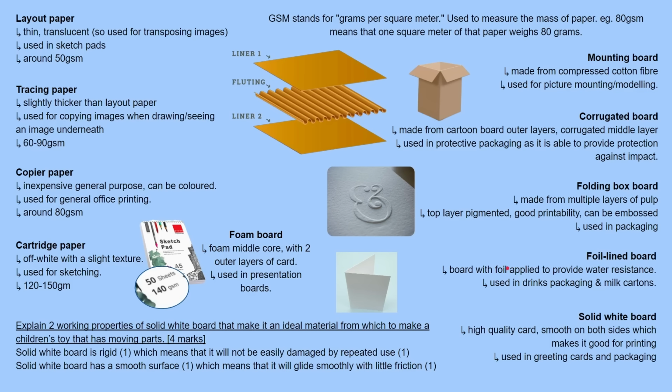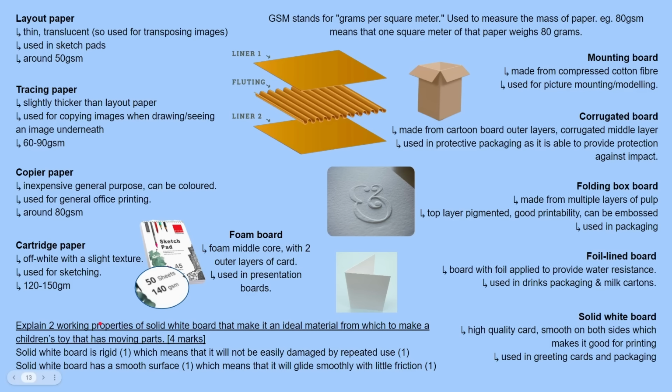Then foil lined board is used in the food and drinks industry. It is a board with foil applied to provide water resistance. It's used in drinks packaging and milk cartons. Then solid white board is a high quality card which is smooth on both sides, which makes it good for printing. It's used in greeting cards and packaging. So for example, this here is just a plain greeting card made from solid white board. Then foam board. Lastly, foam board has a foam middle core with two outer layers of card, and it's used in presentation boards.